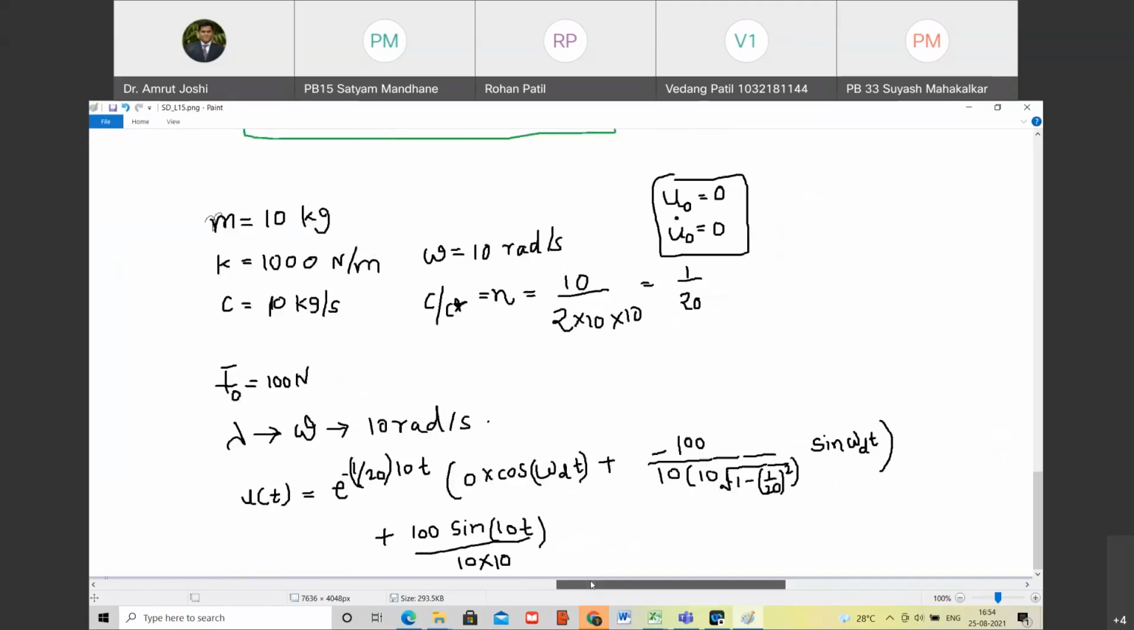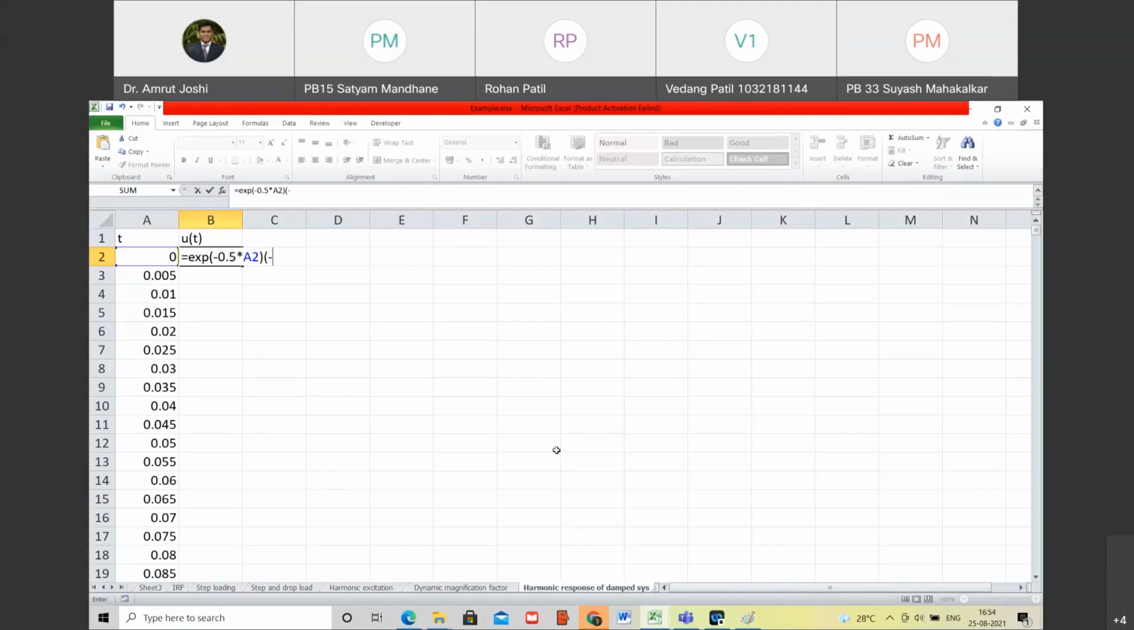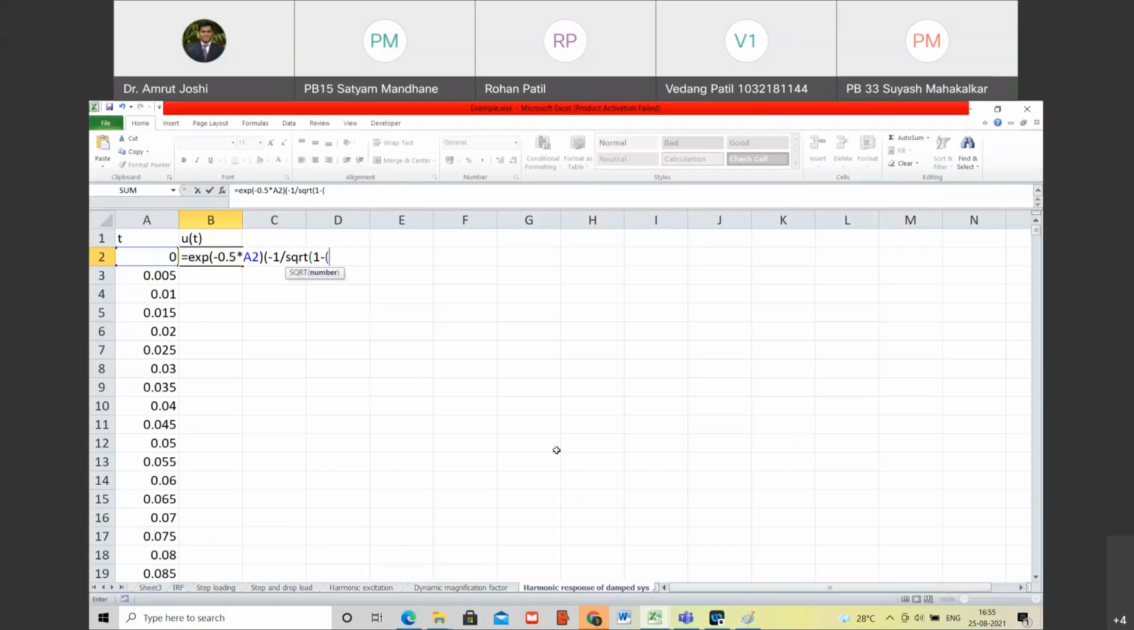First term is going to vanish. In the second term, you can see 100 here. So that 100 cancels out with this 100. So it is minus 1 upon square root of 1 minus, in bracket, 1 by 20 squared, square root complete. This multiplied by sine omega d t.